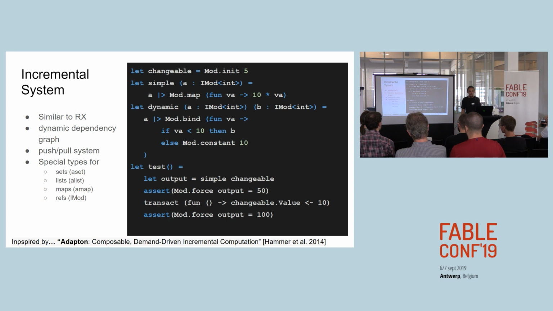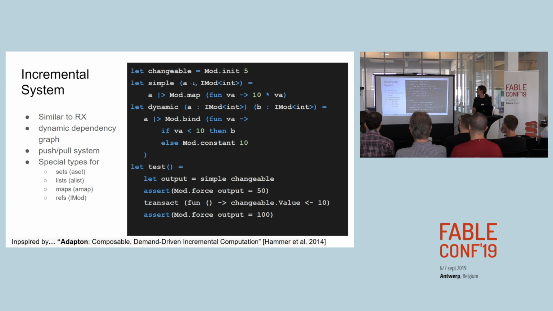And I'll just explain the example here on the right, and maybe that gives you a sense of what we mean. So basically, on the top we're creating a changeable cell. We call those mod for historical reasons. And basically we initialize a cell that contains the integer 5 here.